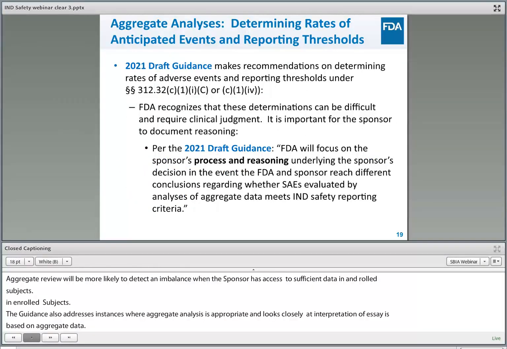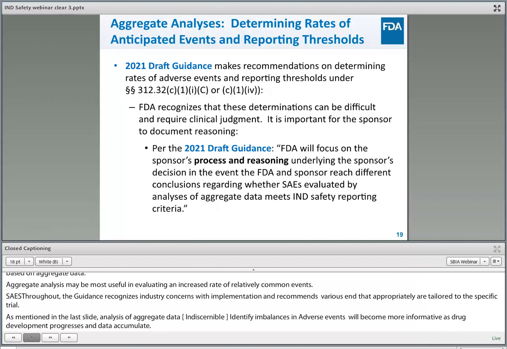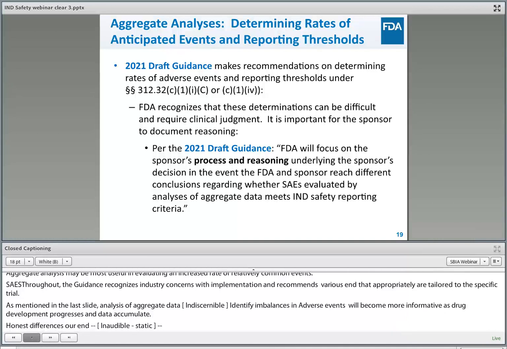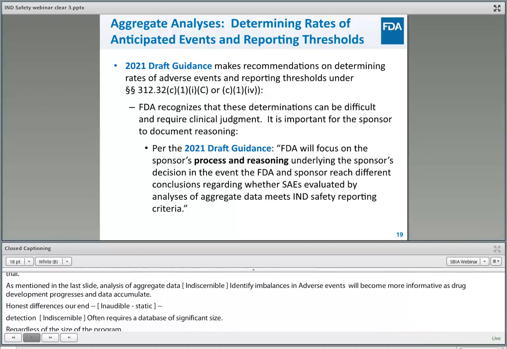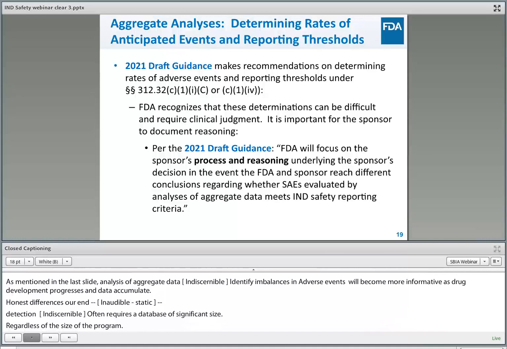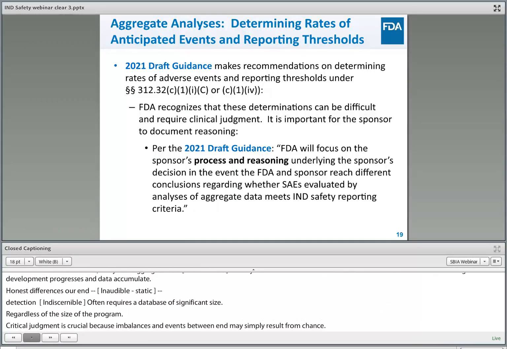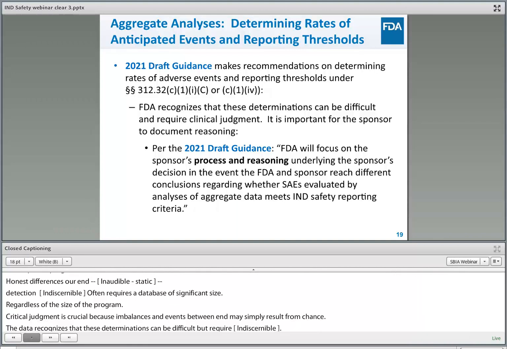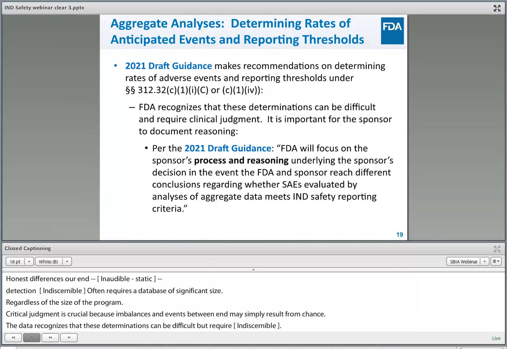As mentioned in the last slide, analysis of aggregate data to identify imbalances of adverse events will generally become more informative as drug development progresses and data accumulates. Unless differences are large, however, detection of a clinically meaningful imbalance often requires a database of significant size. Regardless of the size of the program, clinical judgment is crucial because imbalances of events between arms may simply result from chance. FDA recognizes that these determinations can be difficult and will require clinical judgment. Therefore, FDA will focus on the sponsor's process and reasoning regarding whether SAEs evaluated by analysis of aggregate data meet IND safety reporting criteria.